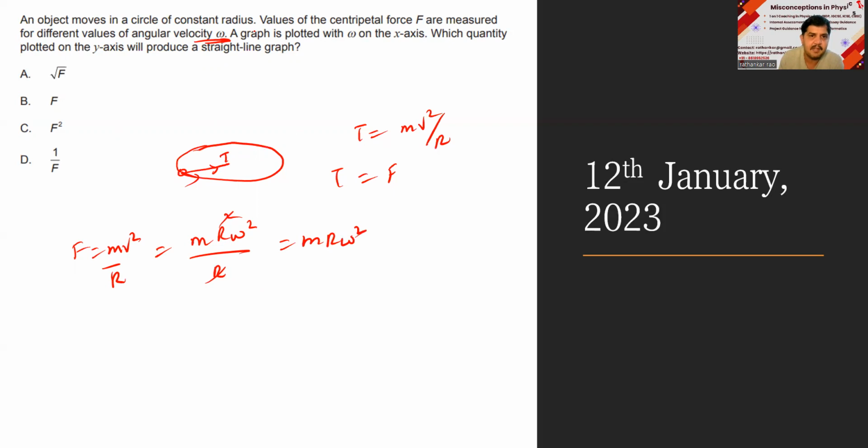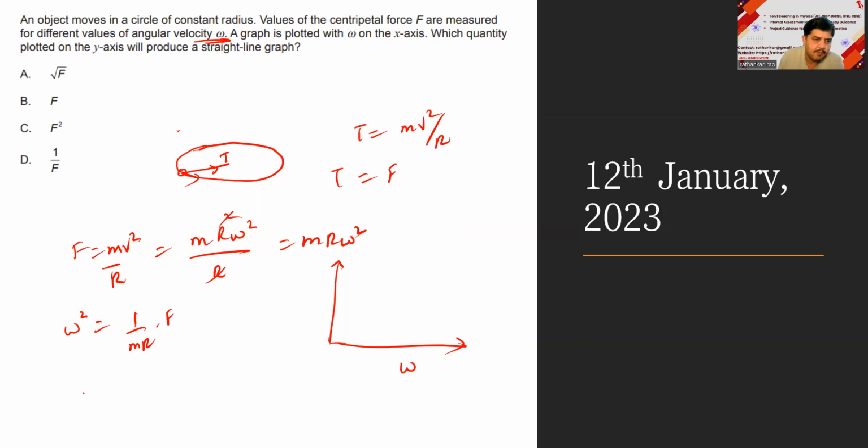Okay. A graph is plotted with omega on the x-axis. And then which quantity plotted on the y-axis will produce a straight line? So what should you plot so that you will get a straight line? Now, if you plot a graph of omega square versus F, I can write omega square equal to 1 by mr into F. So therefore F will be your y coordinate and this will be your x coordinate. You can do something, but unfortunately, we are not doing it.